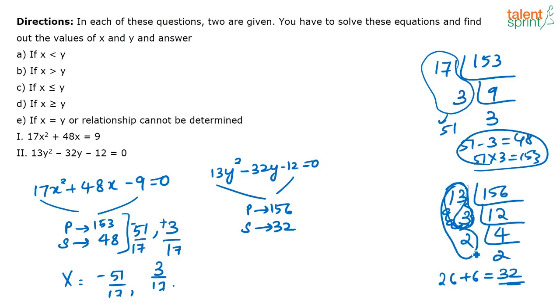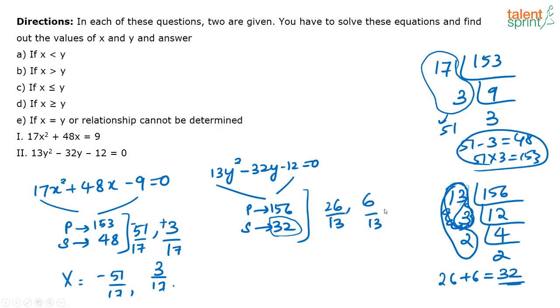Basically I am trying to club it in such a way that I get a sum of 32. So here 13 into 2 is 26. Correct? So 26 plus 6 is 32. So the two numbers that we are looking for are 26 and 6. Now here again divide by 13. That should be your answer for y.